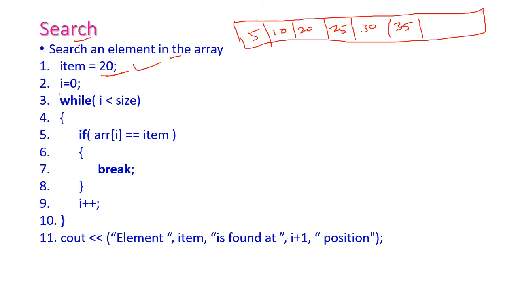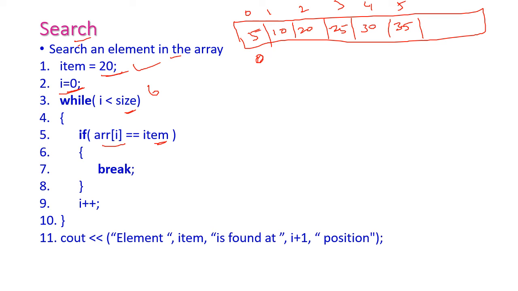Initially the counter will be set to 0, that is, it starts from 0. And what is the size now? 0, 1, 2, 3, 4, 5. So totally 6 items are there. So size equal to 6. Okay, so it will search while i is less than 6. If array of i equal to item.